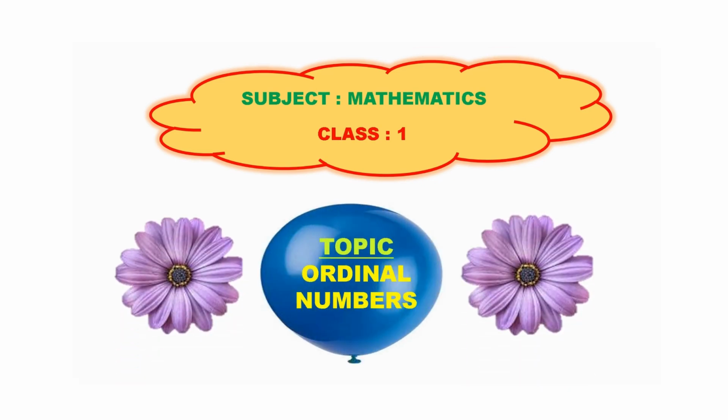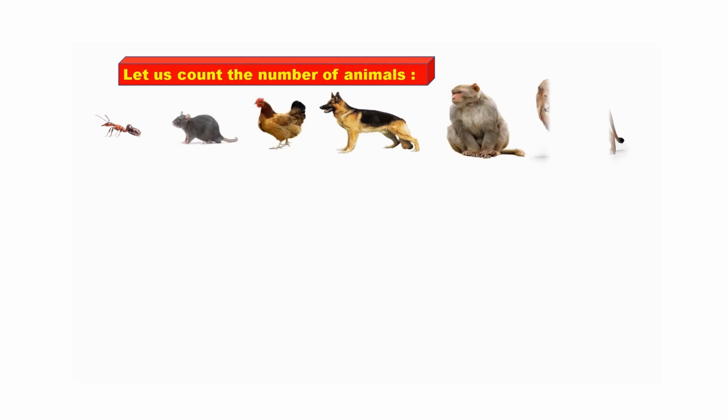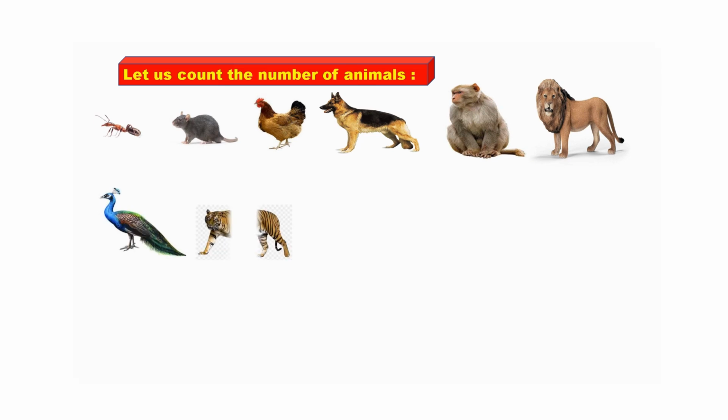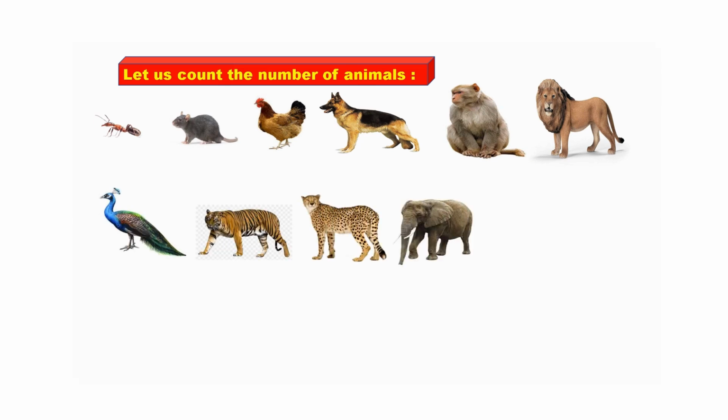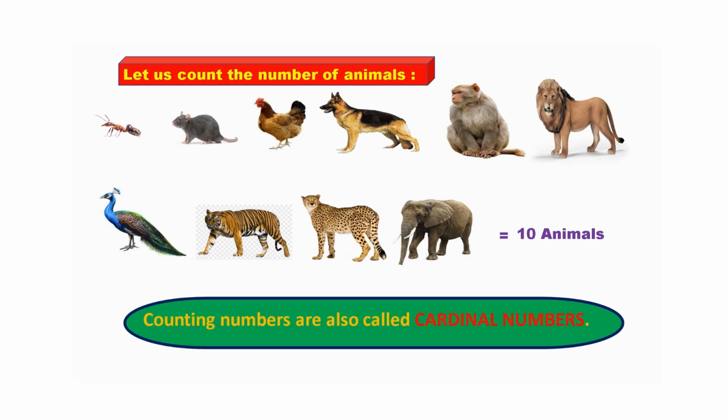Today we are going to learn ordinal numbers. Let us count the number of animals. 1, 2, 3, 4, 5, 6, 7, 8, 9 and 10. So there are 10 animals. Counting numbers are also called cardinal numbers.